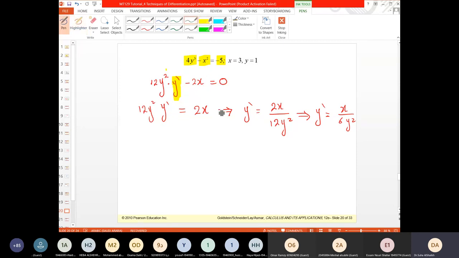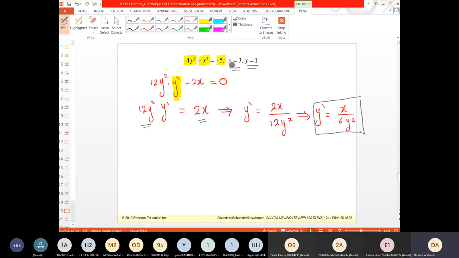I moved the 2x to the right, so it became 2x. I divide by 12y squared, so I will have 2x over 12y squared. I can simplify it to be x over 6y squared. I'm not done, because they gave me 2 points.